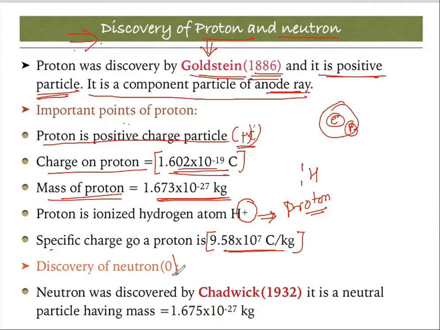Coming to the discovery of the neutron. The neutron was discovered by Chadwick in the year 1932. It is a neutral particle having mass. You remember this mass. Sometimes they ask about the mass also. These are the factual values, and in numerical calculations you can use this. So the mass of the neutron is 1.675 into 10 to the power minus 27 kg.